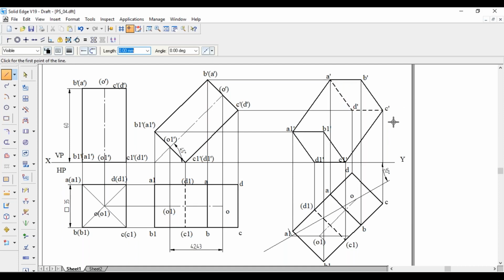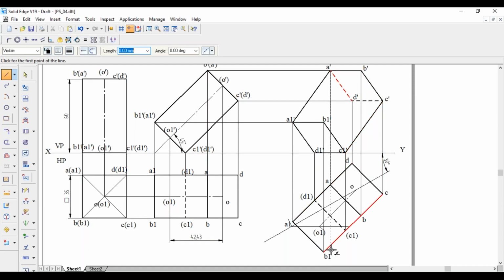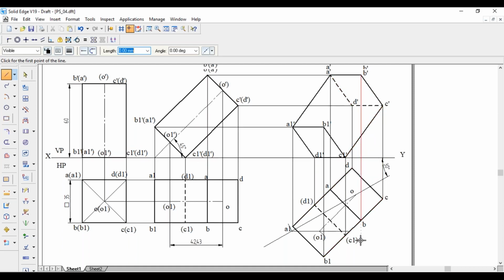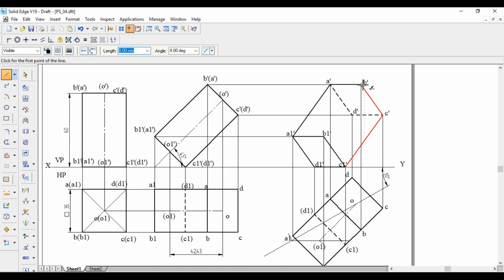Now we are going with the longer edges. A dash A1 dash and C dash C1 dash are joined. We are left with B dash B1 dash and D dash D1 dash. B1, so that is this one. That is nearer to the observer. It is visible. So B dash B1 dash has to be a visible edge. Whereas D dash D1 dash, D1, that is this one. If you see from this side, it is invisible. So that is a hidden edge, dotted line.